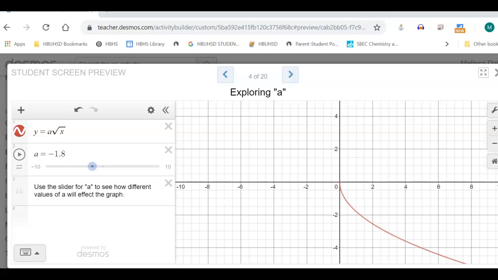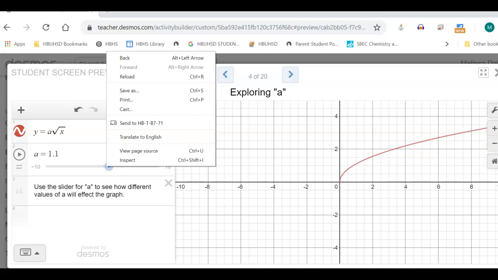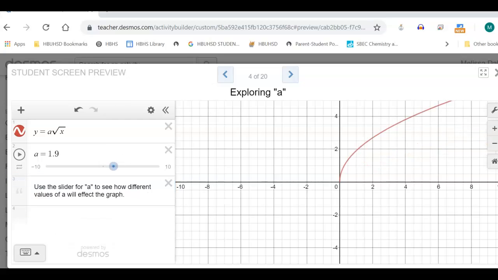Then there's a matter of the value of A. So I'm going to turn A back positive here. So here it is at 0.6. Here it is at 1.1. Oh, sorry. Here it is at like 3.8. What happens as I make the A value larger in the number? Danielle? Okay, good. It stretches.